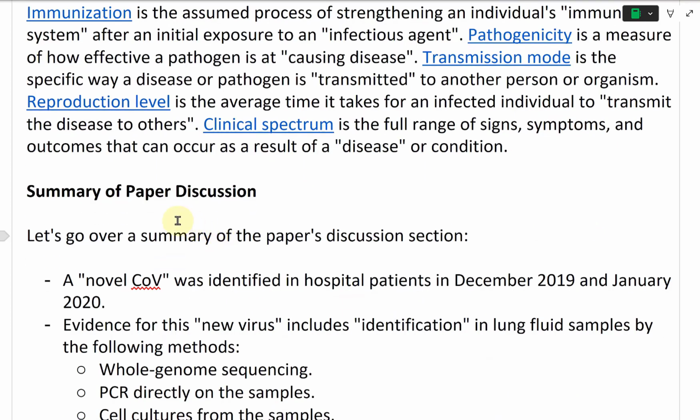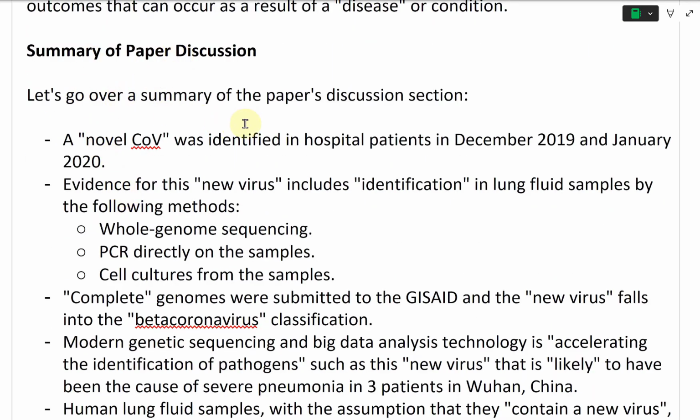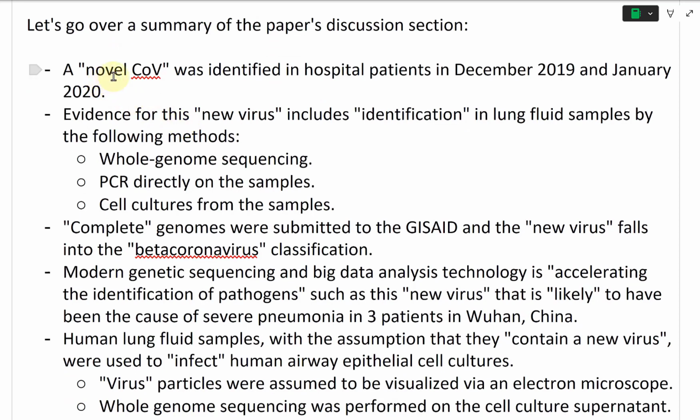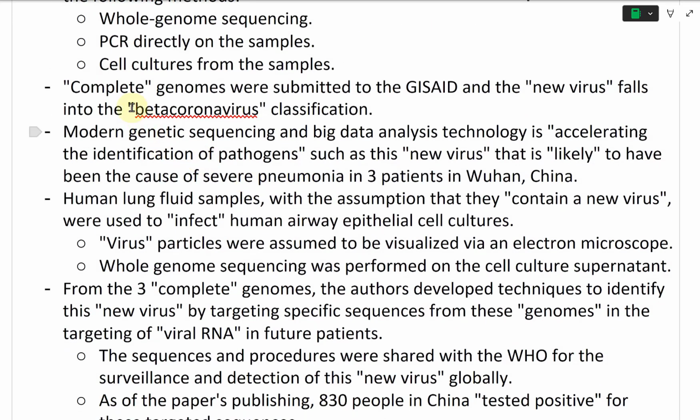All right, let's continue further. So, summary of the paper's discussion. Let's go over a summary of the paper's discussion section and let's break it down. A novel or new CoV coronavirus was identified in hospital patients in December 2019 and January 2020. Evidence for this, quote, new virus includes identification in lung fluid samples, or more accurately, airway fluid samples, by the following methods: whole genome sequencing, PCR directly on samples, and cell cultures from the samples.